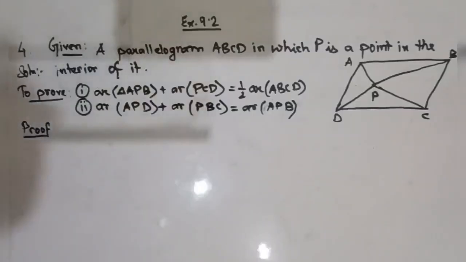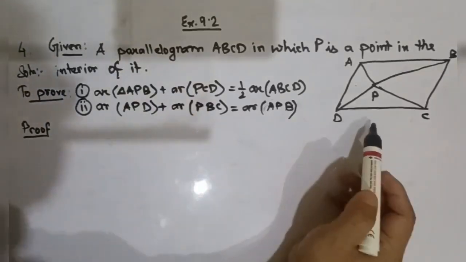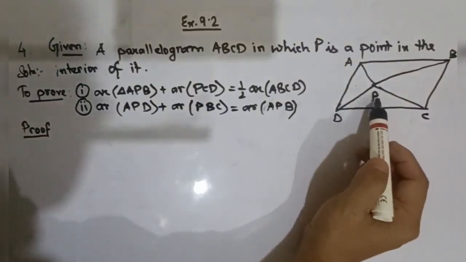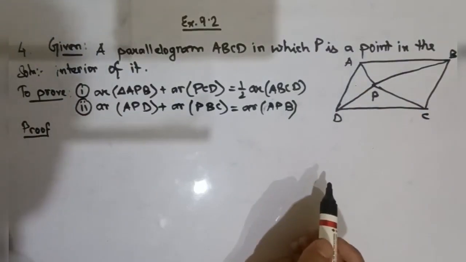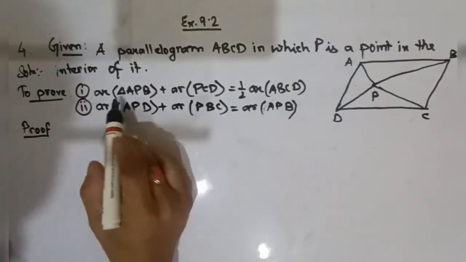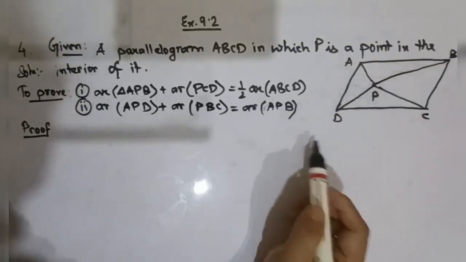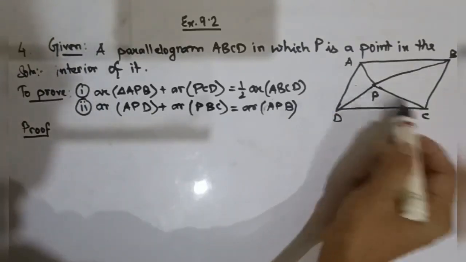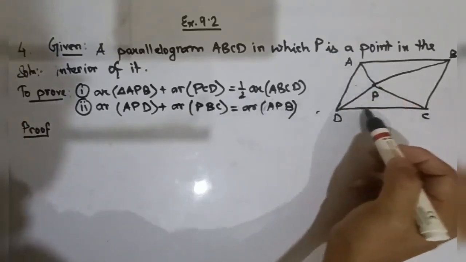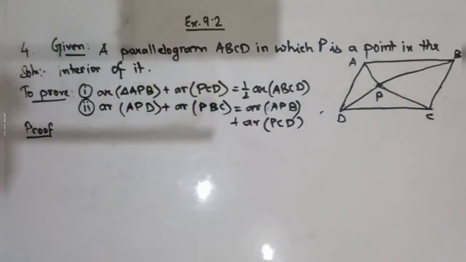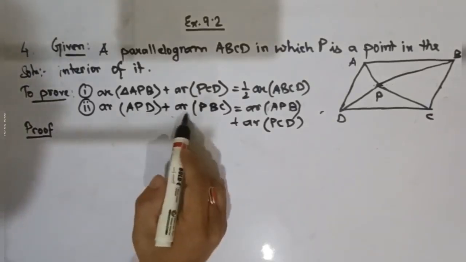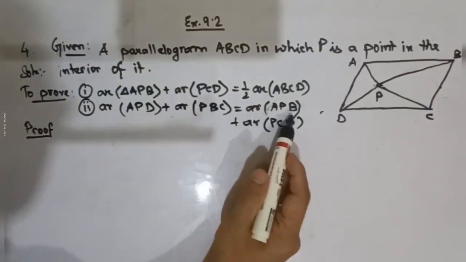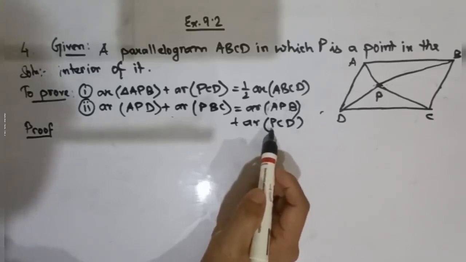Next, let us solve questions from exercise 9.2. I pick up question number 4. In question number 4, you are given a parallelogram ABCD in which P is a point in the interior of the parallelogram, and we have to prove area of triangle APB plus area of triangle PCD is equal to half of the area of the parallelogram ABCD. And in Roman number 2, we have to prove area of triangle APD plus area of triangle PBC is equal to area of triangle APB plus area of triangle PCD.